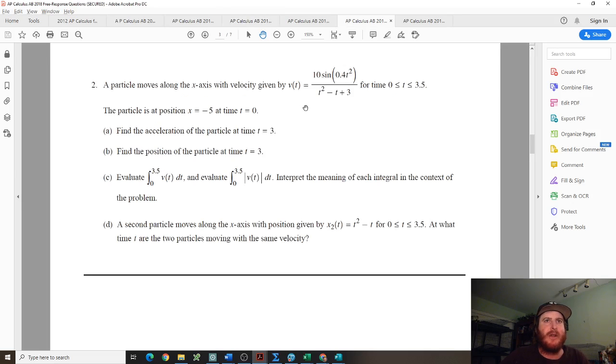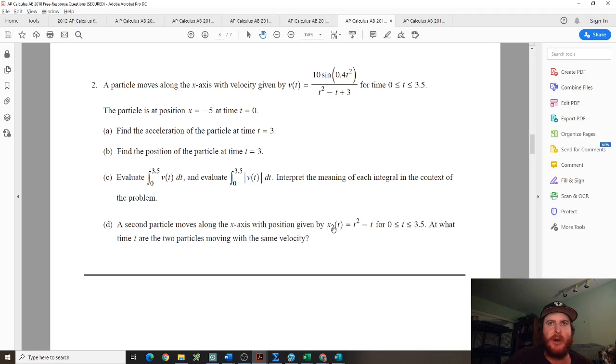Okay. Here's another one. Give us v of t. It's really common for them to give us v of t. They give us the position at some time. Find the acceleration at 3. Find the position at 3. This is going to be a derivative. That's going to be an integral. Evaluate the integral from 0 to 3.5 of v of t and the integral from 0 to 3.5 of the absolute value of v of t. This is the change in position. This is the total distance, and interpret the meaning.